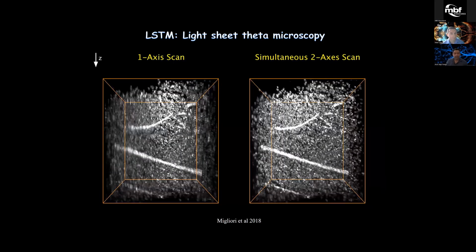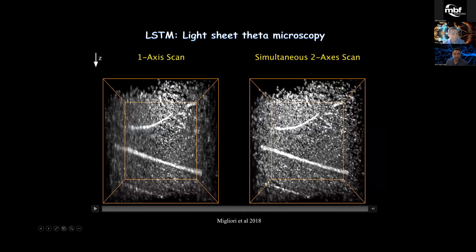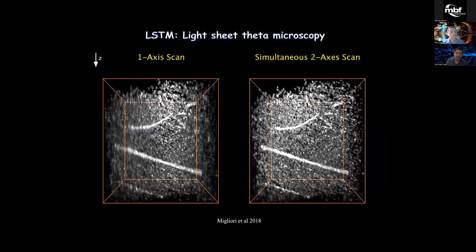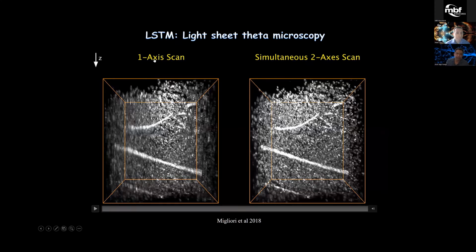All right, so some data points to demonstrate these capabilities. Here's imaging of a piece of human brain, which is stained with DAPI, labeling all the nuclei. This is showing one volume. The left is imaged with a one-axis scan, where we are only moving the light sheet perpendicular to its propagation direction using the galvo scanner.